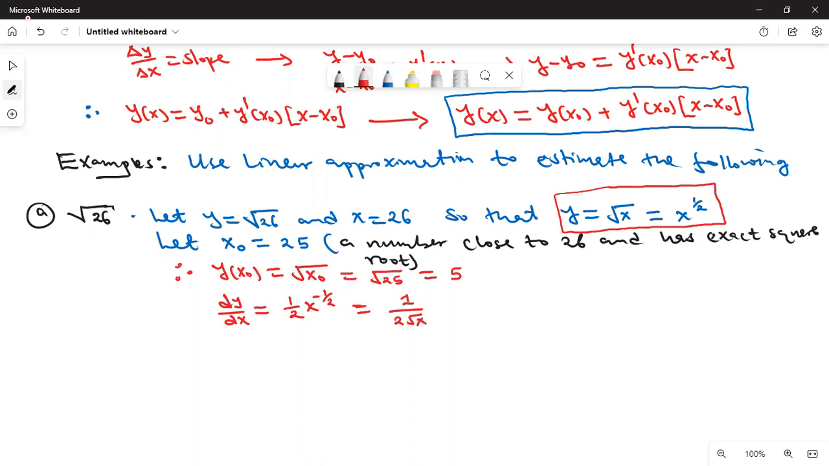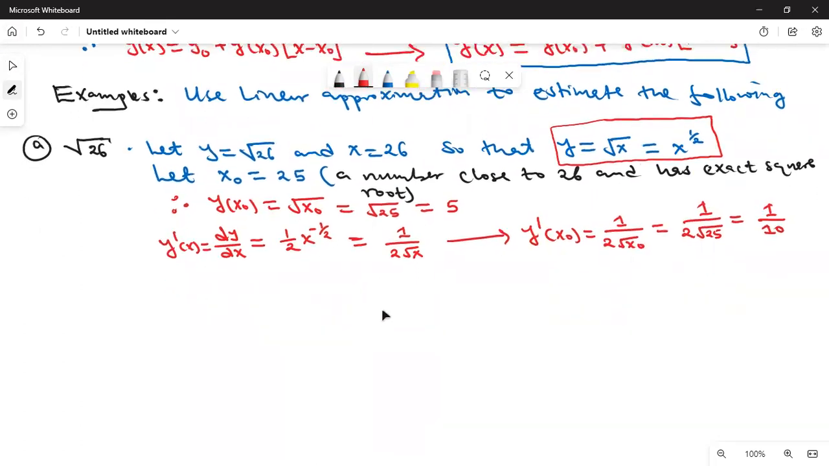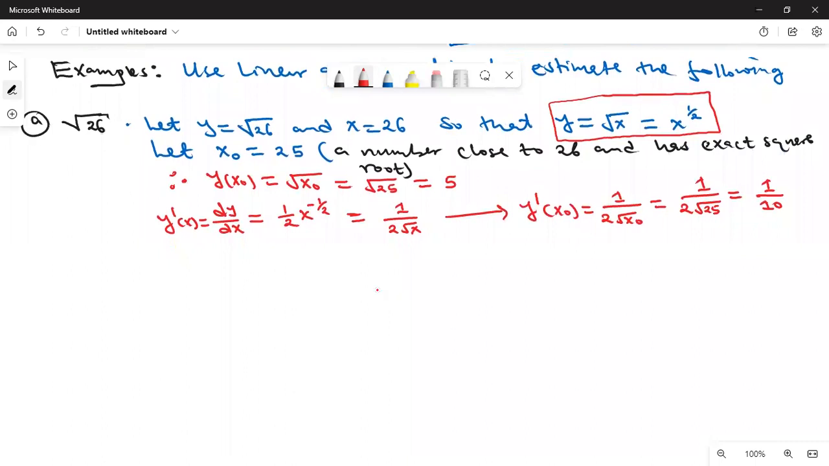So now that we know dy dx, I need to find y prime. Remember, dy dx is the same as y prime of x. So y prime at x naught is simply equal to 1 over 2 root x naught, which is equal to 1 over 2 root 25. Root 25 is 5, so the answer here is 1 over 10. So now we have everything that we need in our formula, so I'll just substitute these values into the formula.